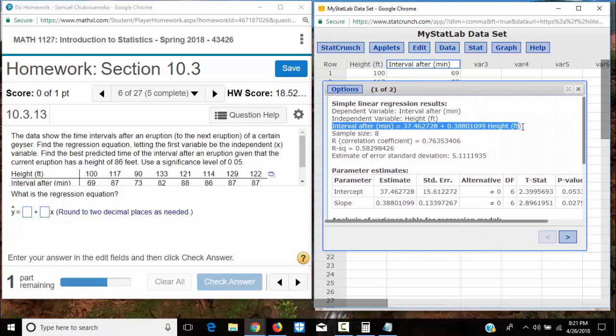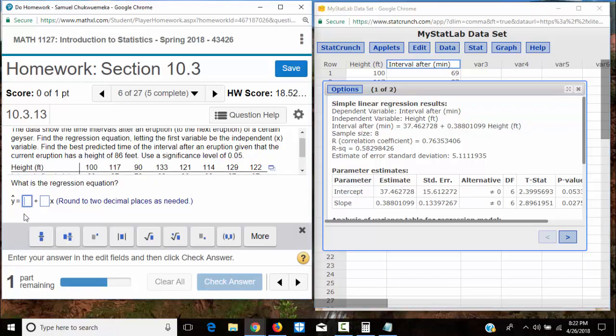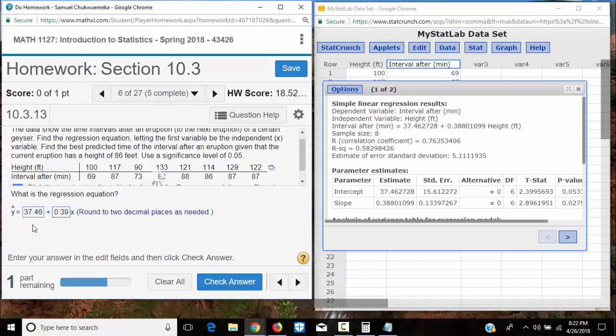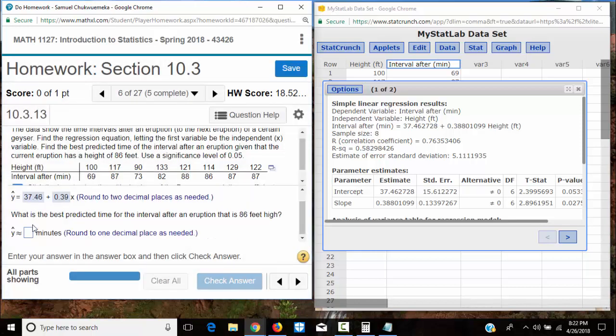This is your regression equation right here. Your y, interval after, that's the time, equals the y-intercept plus the slope times the height. The height is the x. So you put that to 2 decimal places. This will be 37.46, and the slope will be 0.39. Then the best predicted time for the interval after an eruption that is 86 feet high.